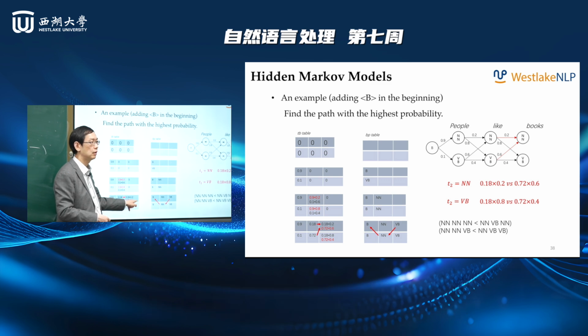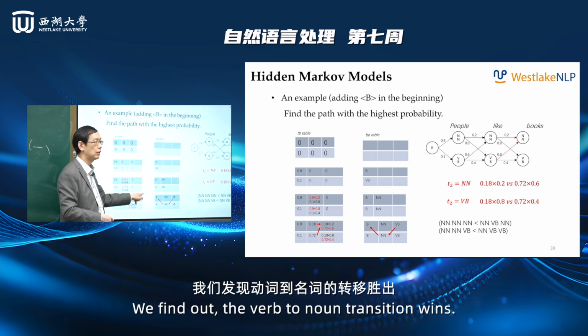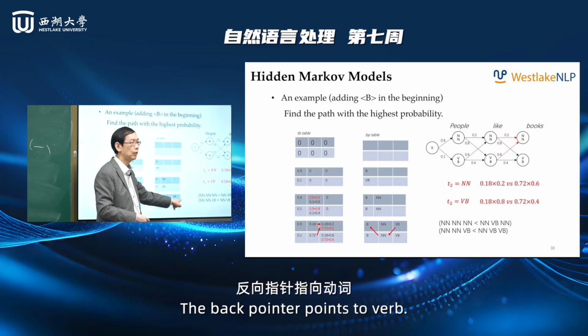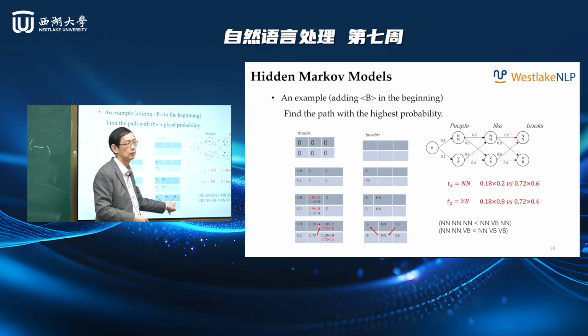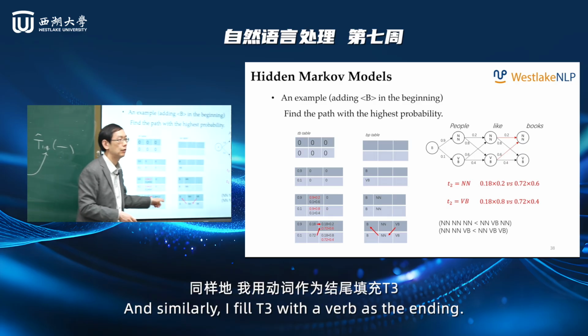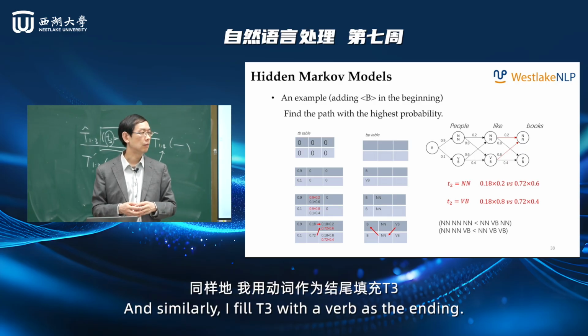So we compare this number times the noun-to-noun transition and this number times the verb-to-noun transition. And we find that the verb-to-noun transition wins. So we take this here. And here, the back pointer points to verb.